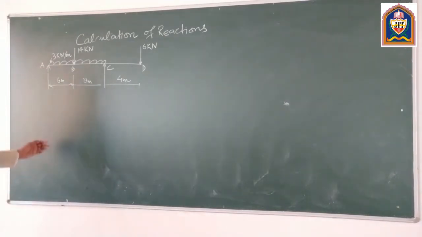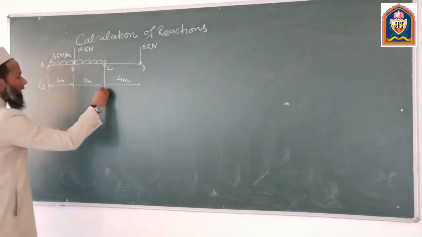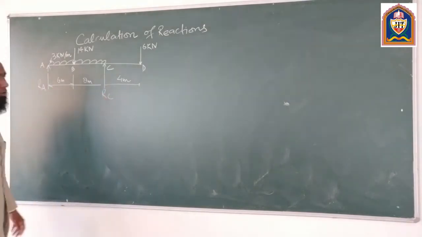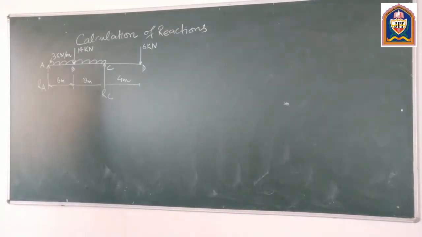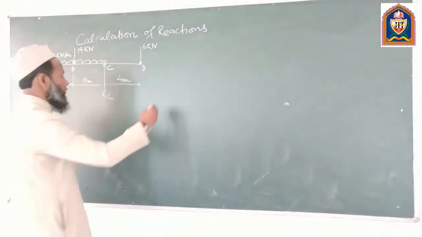So the question is, we have to find out the reactions at A, which is RA, and at C, which is RC. So we will go by our usual approach. We will first of all balance the vertical forces, and then we will find out the moment. So let us do it.